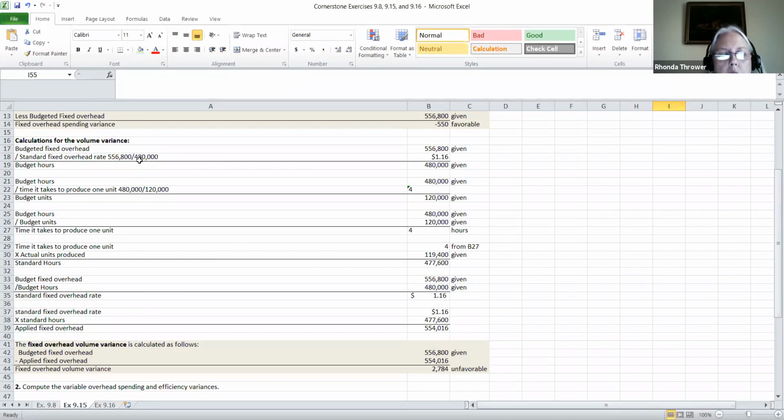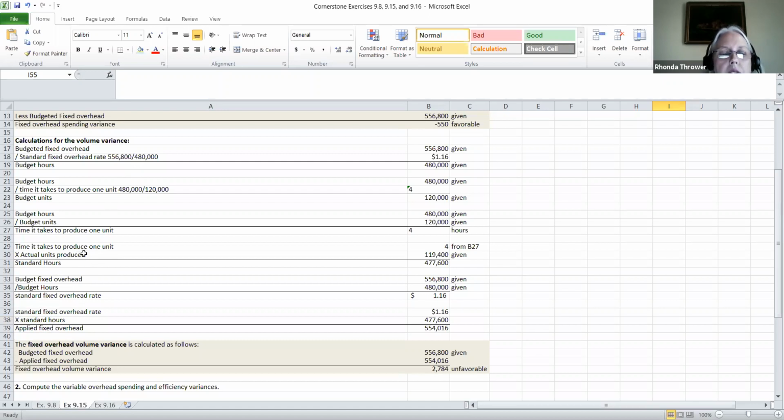Also, what you need to know how to do before you can get your applied fixed overhead is you need to know what your standard hours are. Before you can determine your standard hours, you need to know the time it takes to produce 1 unit.